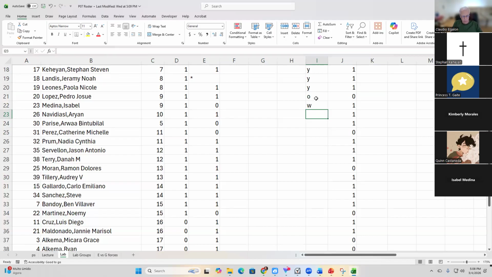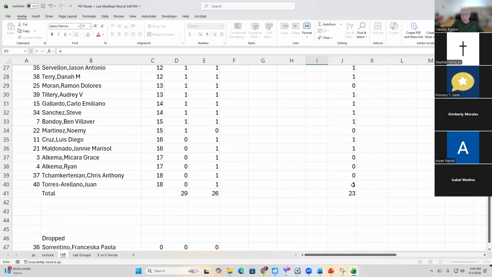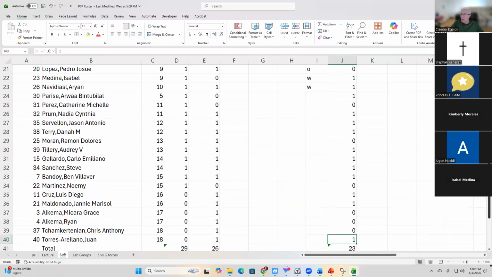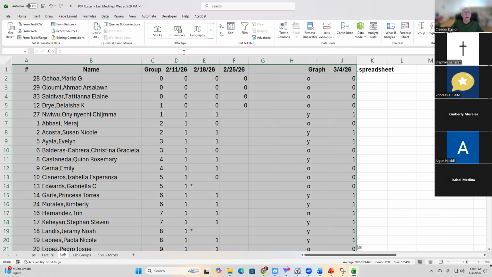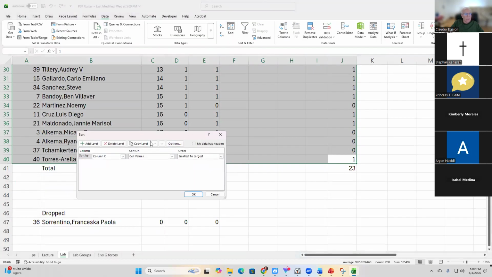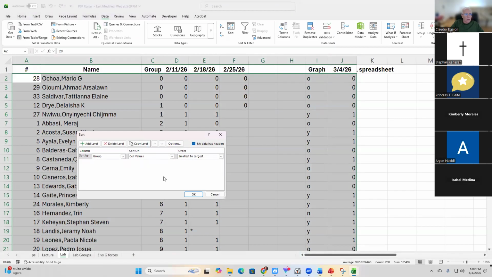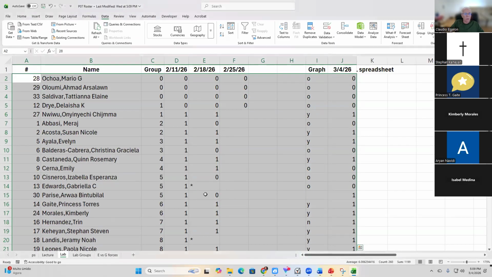Aryan, did you plot your graph? I haven't yet. Okay, you were working on trying that? Yeah, I need more time. Okay, so put it here, working. Let me sort that out by group members. Data, sort, group number. Good.